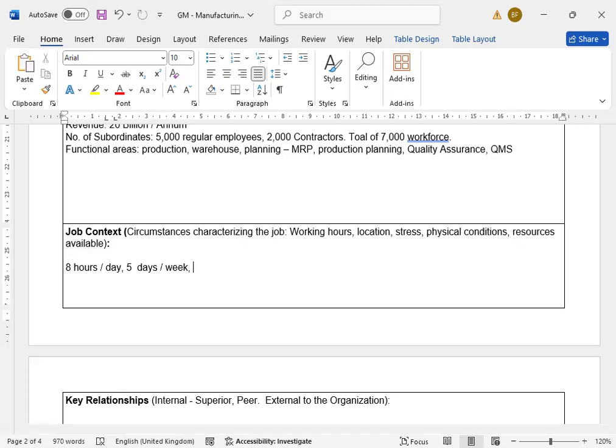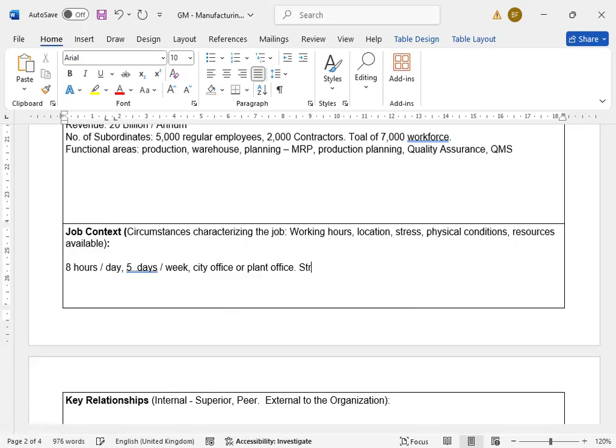Otherwise, you will not be competitive in the labor market if you are not giving two days off to the managers. So it could be a city office, or a plant office, having an office in the plant. If he is staying in the plant, there's an office in the plant, then there should be accommodation provided to this senior manager, which is a general manager.